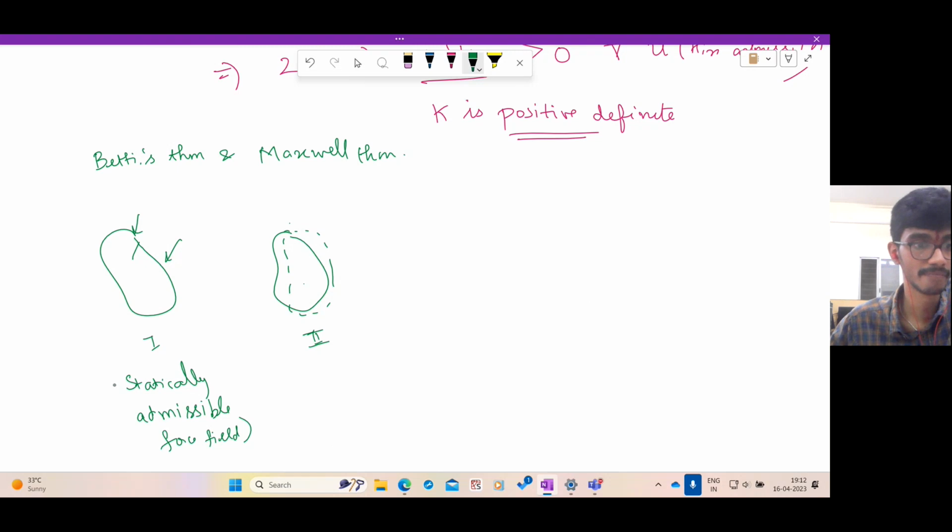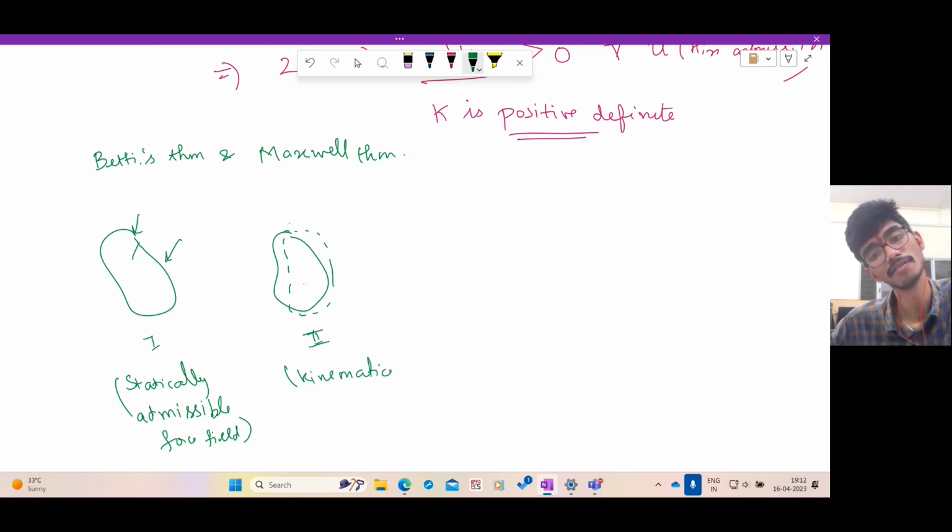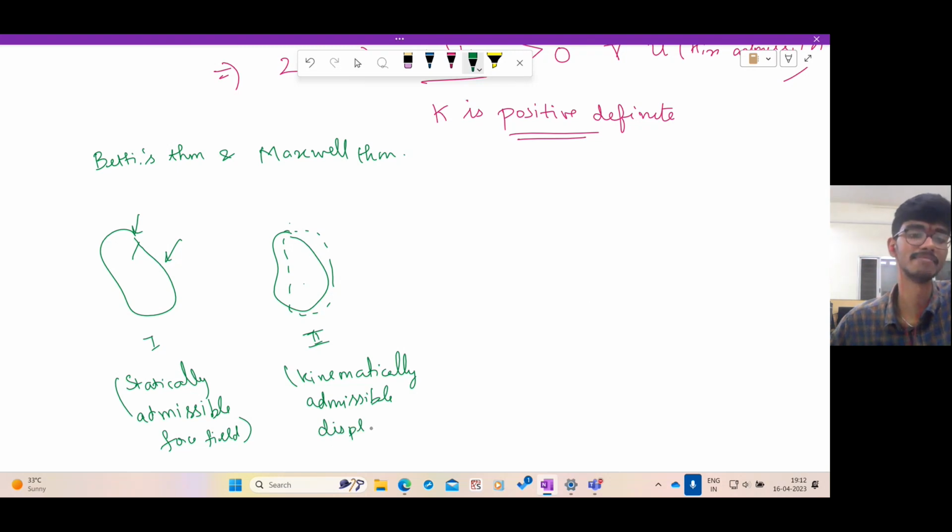It satisfies equilibrium. And this is a kinematically admissible displacement field. What is a kinematically admissible displacement field? It satisfies compatibility. So if you have a body subjected to some kinematically admissible displacement field, you cannot have a displacement in a deformable body. You can't deform it without applying forces.